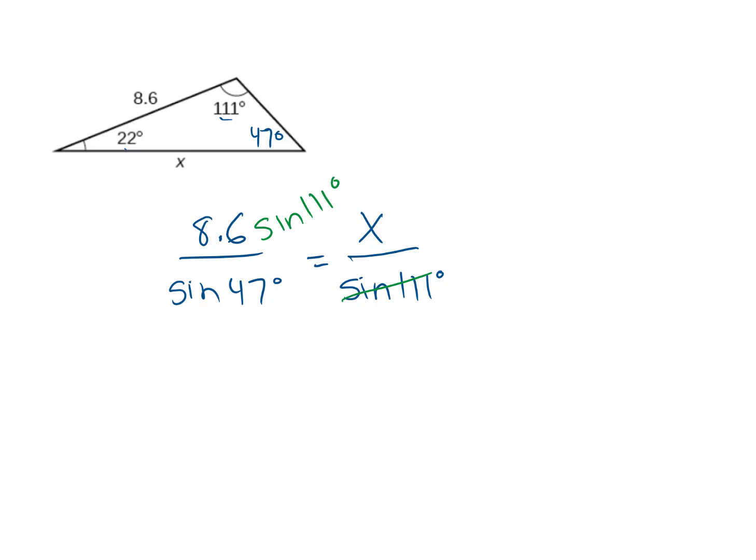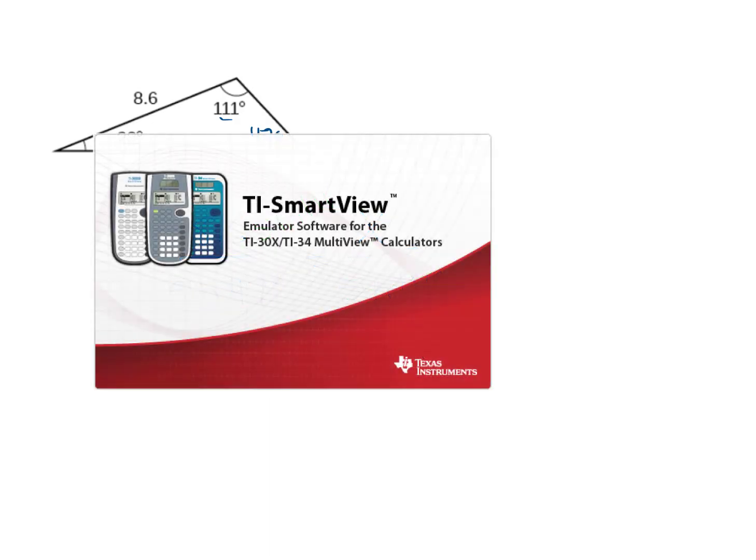You would be told in directions, but let's round this to 1 decimal place. So we can find x if we then get the calculator and put 8.6 sine 111 over sine 47. Let me just bring up the calculator and I'll show you that.